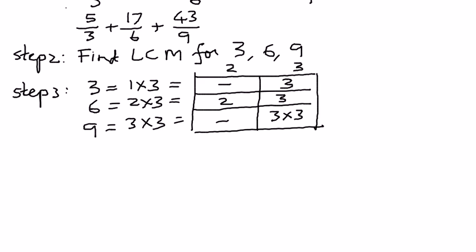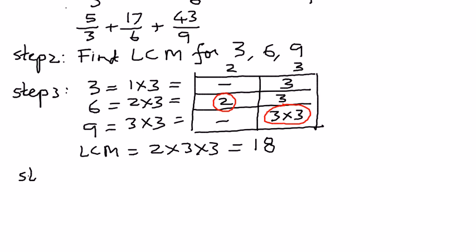If you look at the highest power, in the 2 box, the 2 is the highest, and in the 3 box, 3 times 3 is the highest. So therefore, the least common multiple is going to be equal to 2 times 3 times 3. 2 times 3 is 6. 6 times 3 is equal to 18. So the least common multiple is equal to 18.